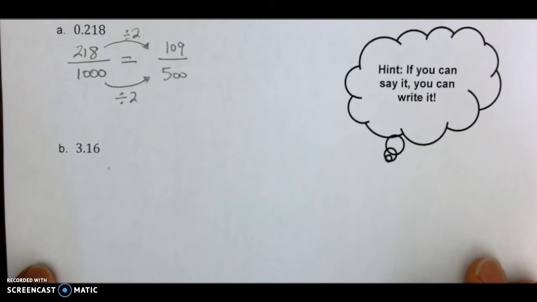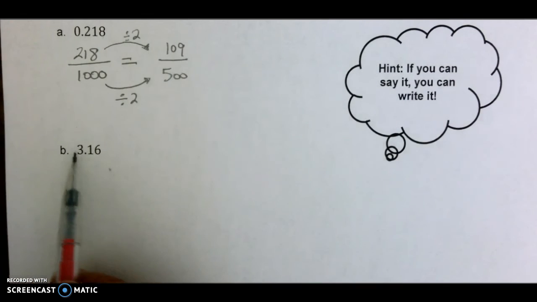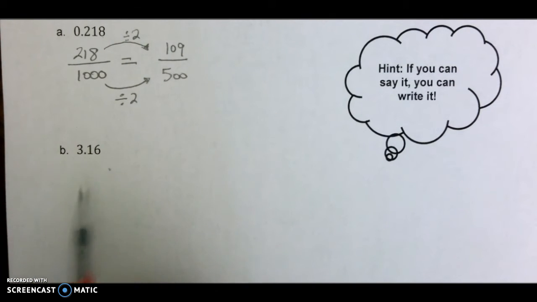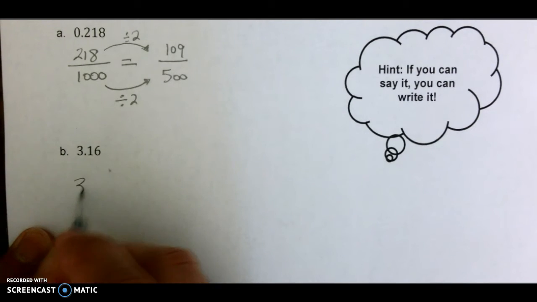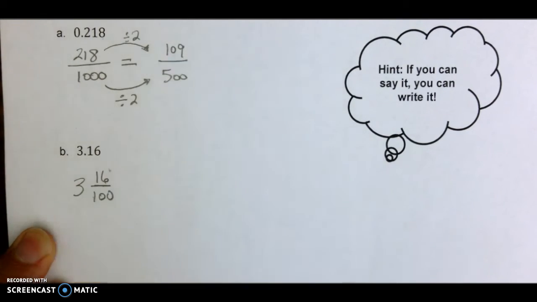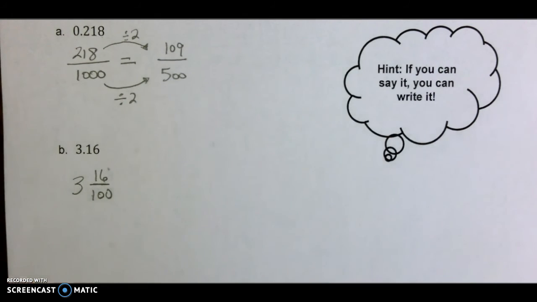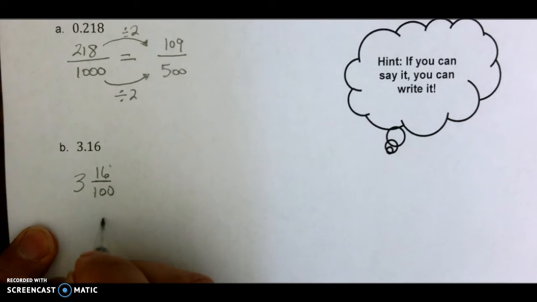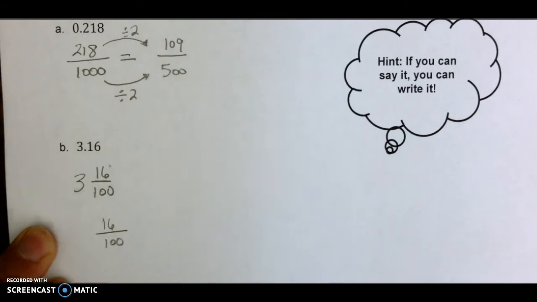In part B, this is the number 3 and 16 hundredths. 2 decimal place values is called hundredths. Since I said it, I'm going to write it. 3 and 16 hundredths. There's what it would look like as a fraction. Now that I've written it, though, I want to see if I can simplify the fractional part. 16 100ths. That number actually will simplify.